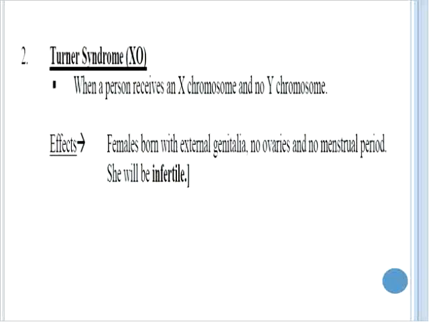Turner syndrome, another disorder caused by non-disjunction, is one in which the person has a single X chromosome but no Y. With Turner syndrome, they are females that are born with external genitalia, they have no ovaries, and no menstrual period. In short, she will be infertile.